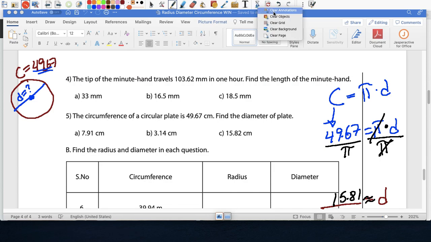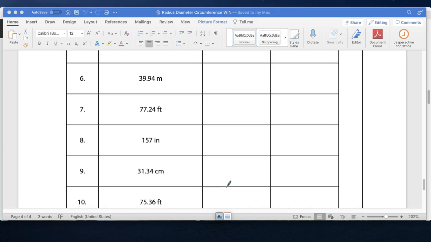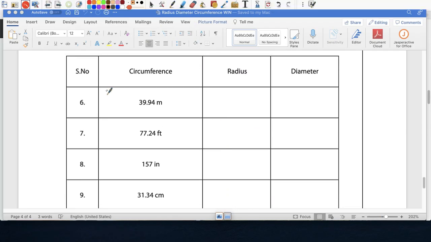If you want to practice, I'll only do number 6 so you know what to do. Number 6 says there's a circle, and I want you to find the radius and the diameter. What's given to us is that the circumference, the distance around this, is 39.94. It doesn't matter which one you find, the radius or diameter, right? So I'm going to draw the diameter and put a question mark, and draw a radius and put a question mark. I don't know either of them.